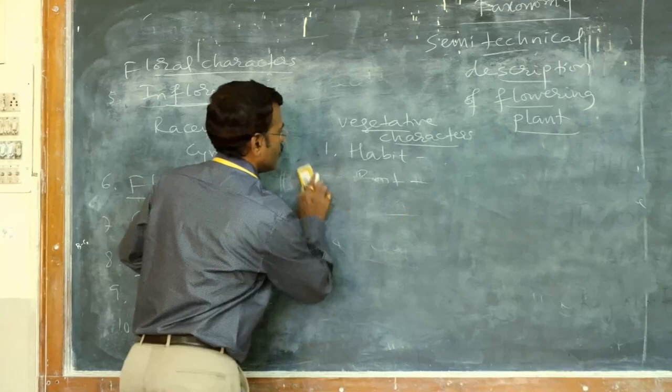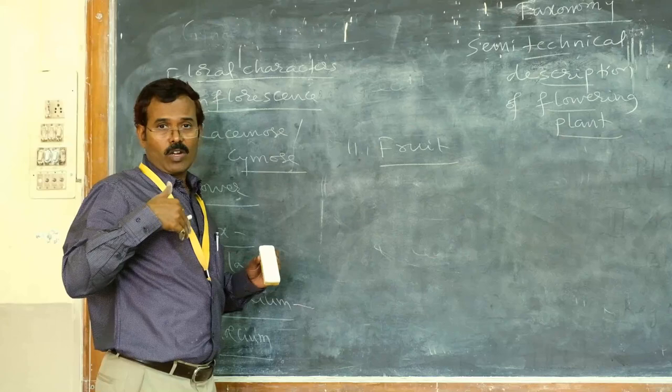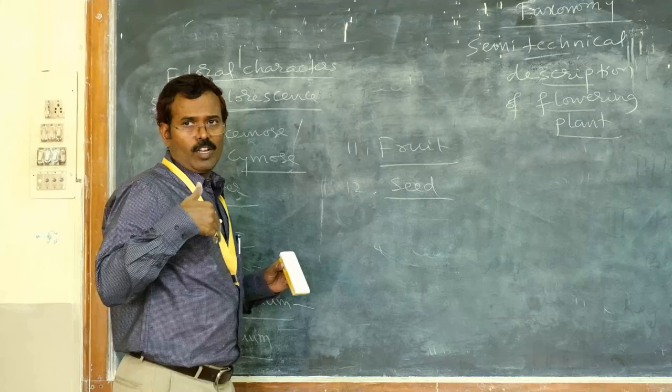After gynoecium, now write about fruit. What type of fruit is there? Whether it is simple fruit or a composite or multiple fruit or aggregate fruit. Then next we have to mention seed, whether it is endospermic seed or non-endospermic seed.